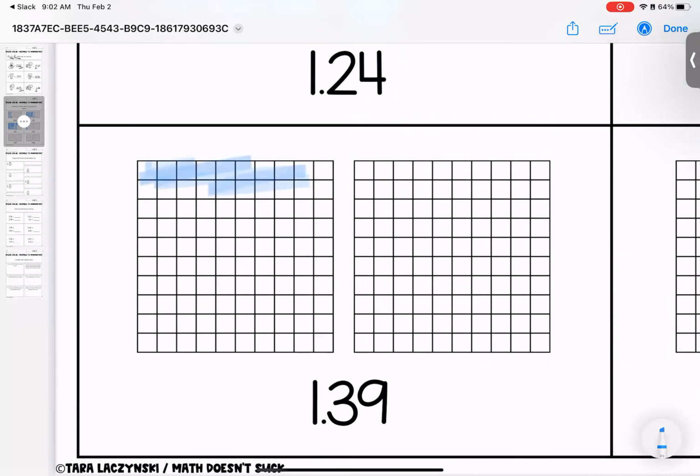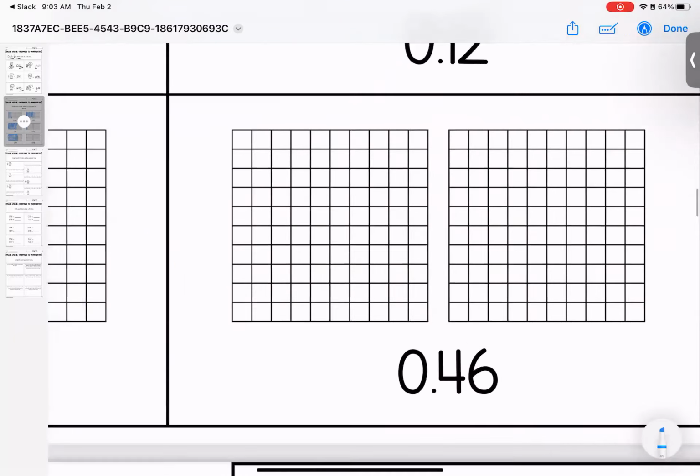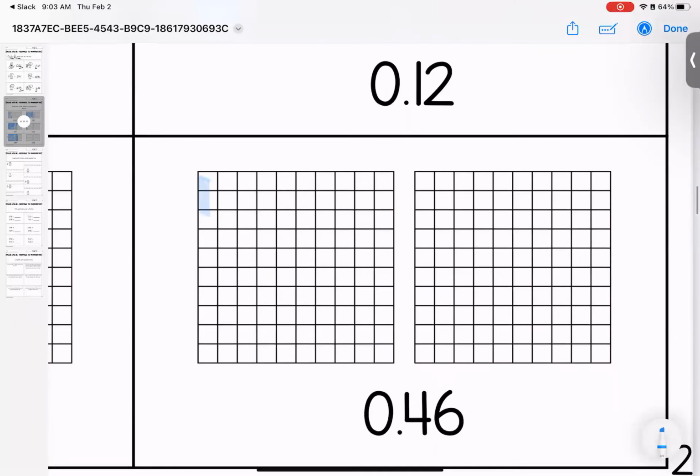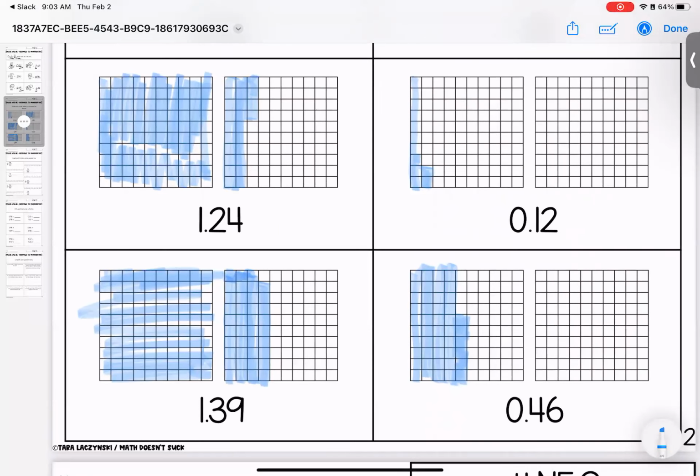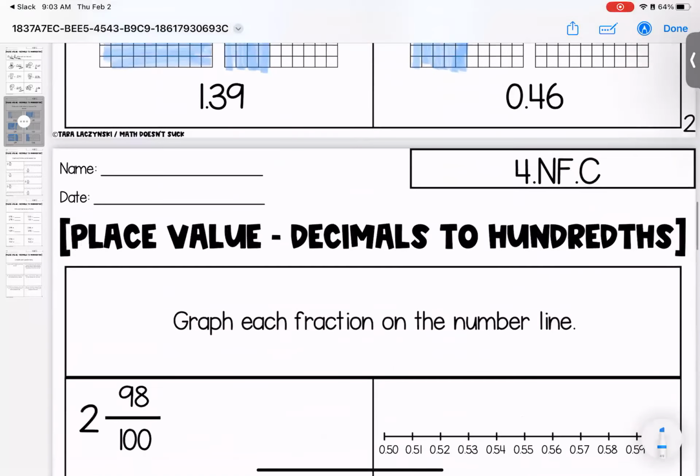1 and, that 1 whole means this whole thing is shaded in. 39, 10, 20, 30, and all but 1 at the end gives us 9. Each of these stacks has 10. 1 and 39 hundredths. Over here, 46. So I have 10, 20, 30, 40, 1, 2, 3, 4, 5, 6, 46. Any questions on these? Bring them with you to class.